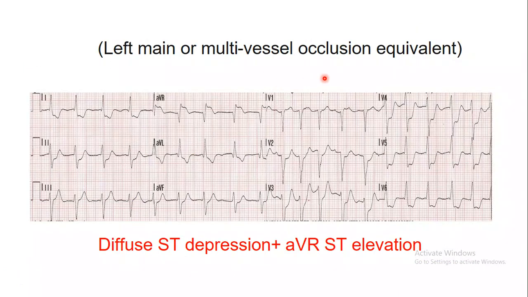And finally, when we have diffuse ST segment depression in different leads with ST segment elevation in aVR, this is the first time to mention aVR. This denotes marked subendocardial ischemia over a large area of myocardium. This is usually seen in a patient with left main artery or multi-vessel disease. So again, this type of ECG with diffuse ST segment depression and ST segment elevation in aVR mandates a rapid invasive pathway of management.